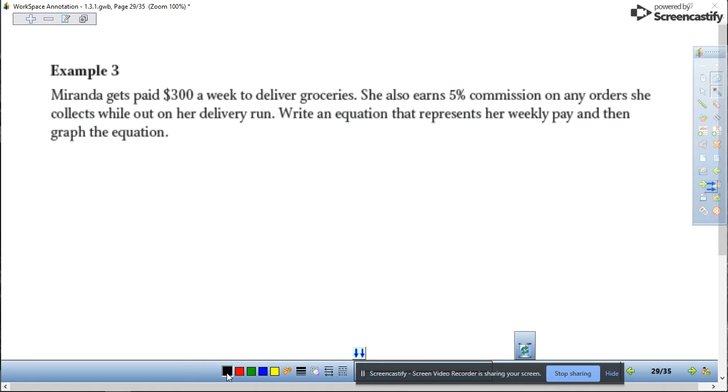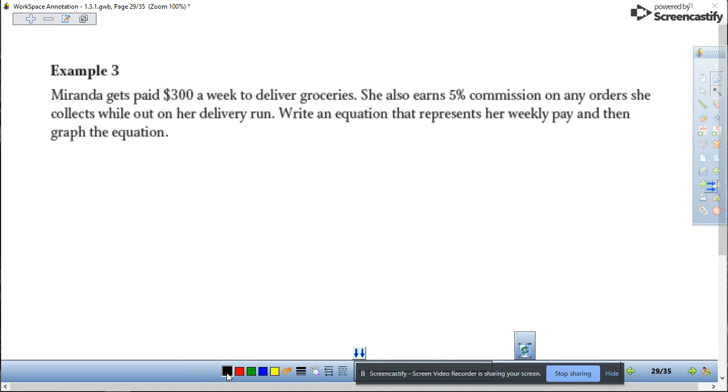All right, guys, let's talk about example 3. Miranda gets paid $300 a week to deliver groceries. She also earns 5% commission on any orders that she collects while out on her delivery run. Write an equation to represent her weekly pay and then graph that equation.